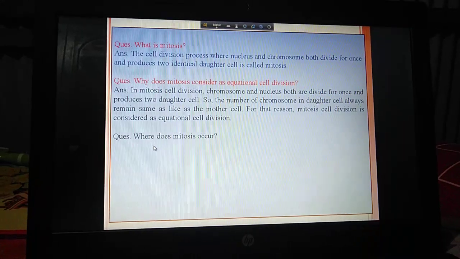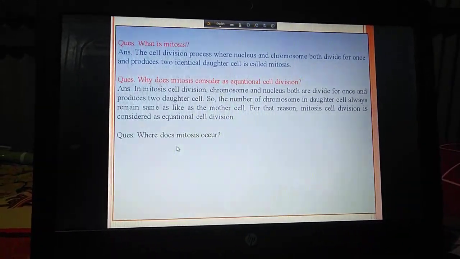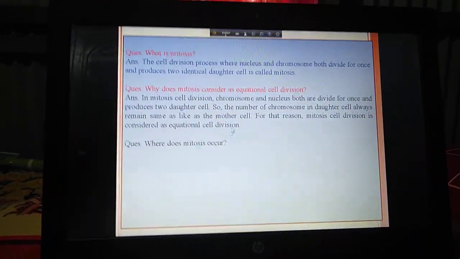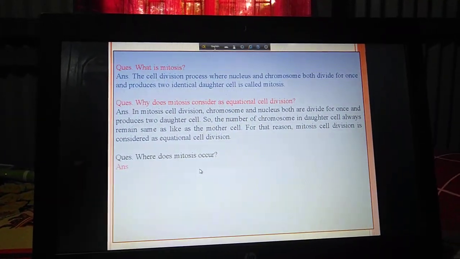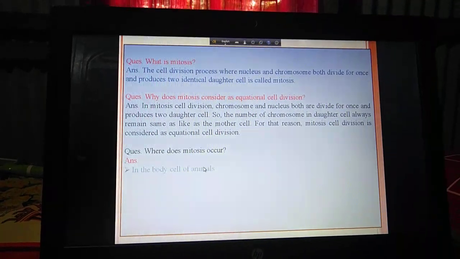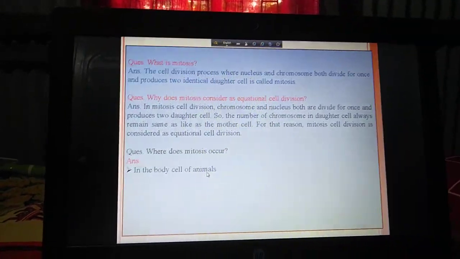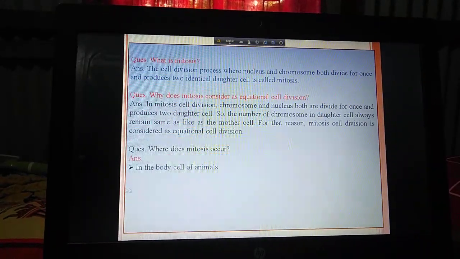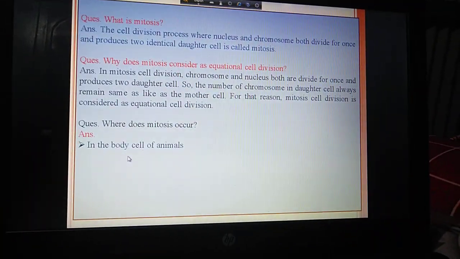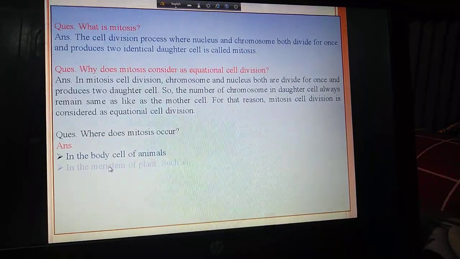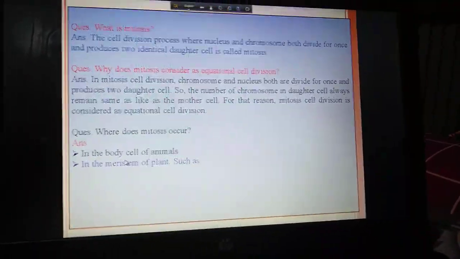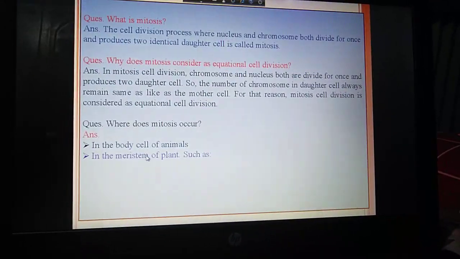The next question, where does mitosis occur? This is a very important question for your exam. In the body cells of eukaryotic organisms. So at the time of the growth of our body, mitotic cell division occurs in our body cells. Point number 2, in the meristem of plants. So what do you mean by meristem or meristematic tissue? The growing region of the plant.